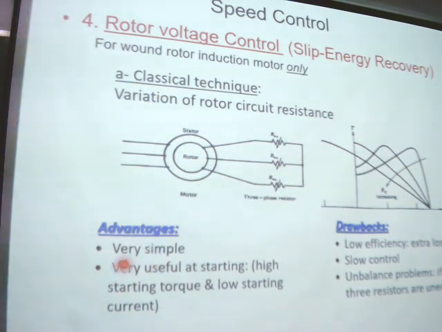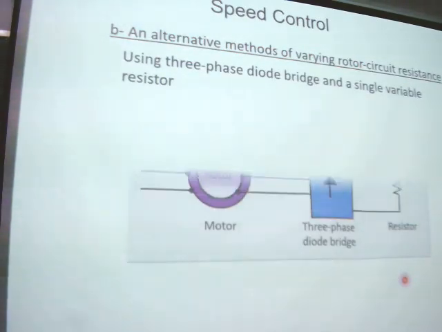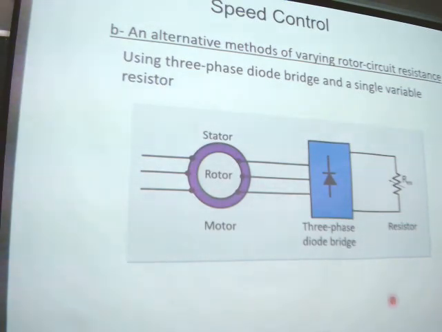The advantage is that this method is simple, and we can get high torque. The disadvantage is that the efficiency is low. As a speed control, it's a slow control. It might take more time to change the speed. Okay, and another alternative method of varying the rotor circuit resistance.